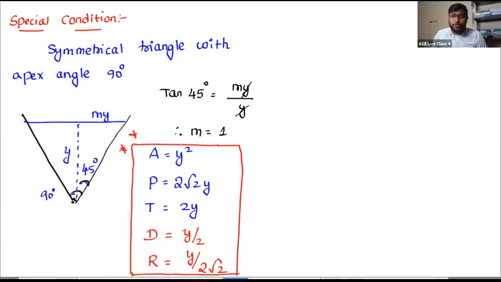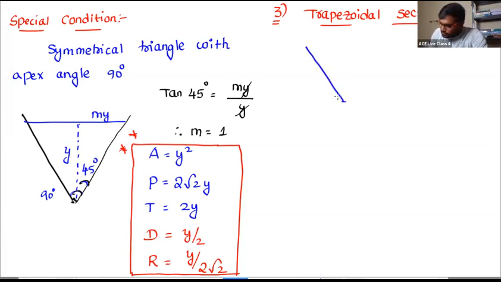So I hope you understood this, and now let's come to the next one. Third one, trapezoidal section. If you know the rectangle and a triangle, you can easily say about the trapezoidal section. So if you know a rectangle and triangle, you can go for the trapezoidal directly.